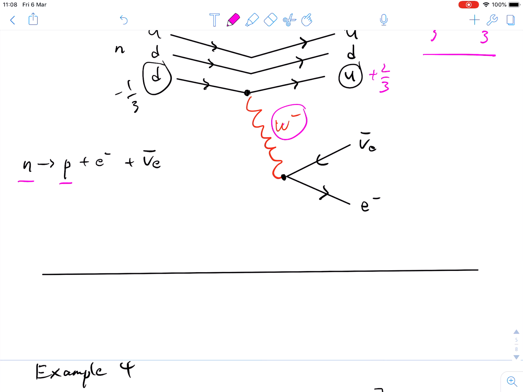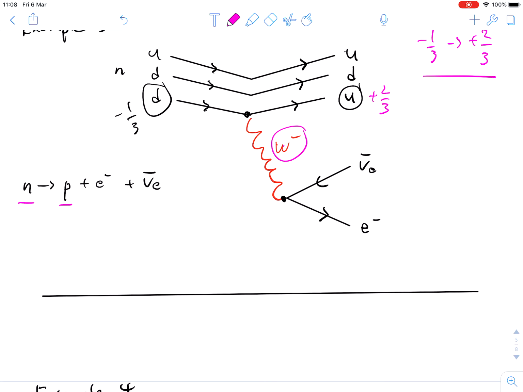And also that with the extra charge that it's giving off, it's forming an electron and an anti-electron neutrino, which has a neutral charge. Okay, so that's how it conserves that charge there.